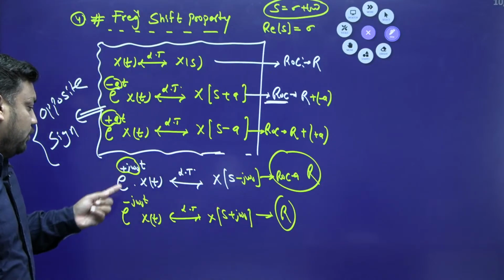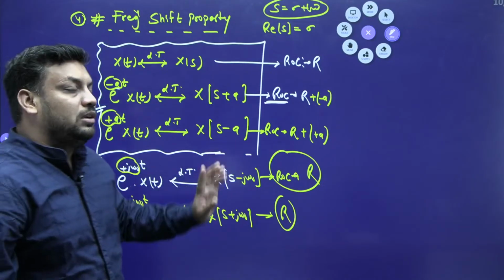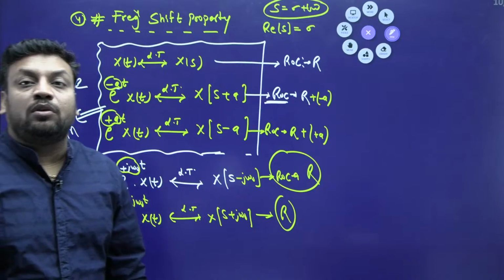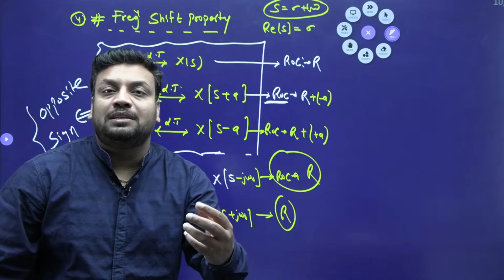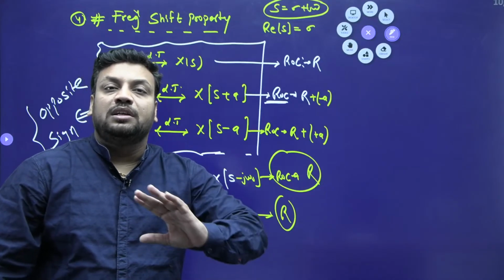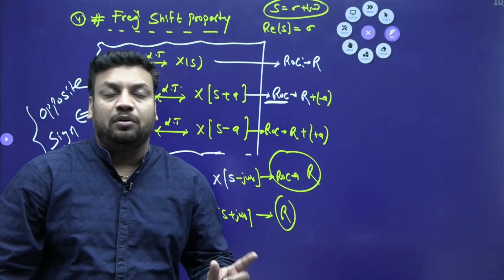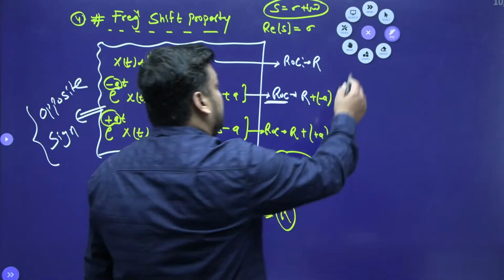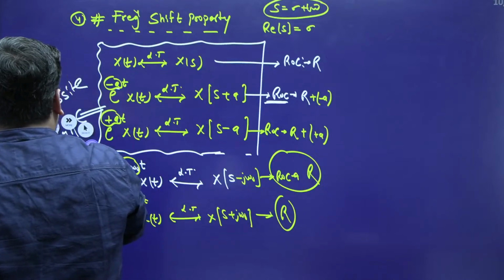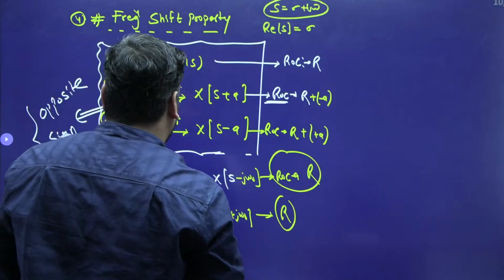If you are shifting with an imaginary part, it does not affect, because in the ROC we are covering only sigma. ROC is nothing but the region of sigma. In the sigma region, a j term cannot come. Sigma is nothing but the real part of s. So this is how you can relate. I will take an example also.